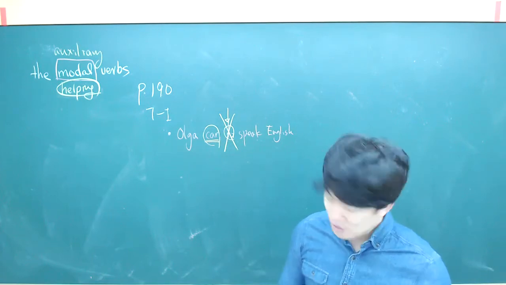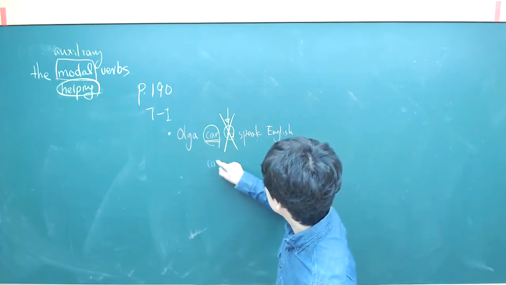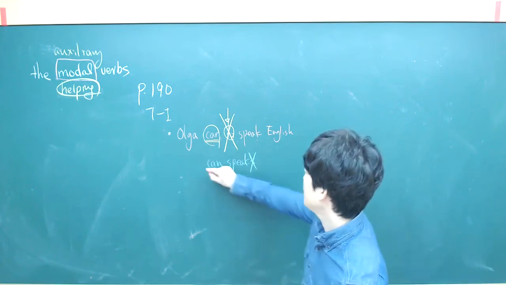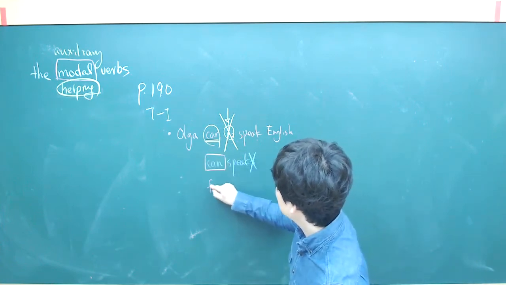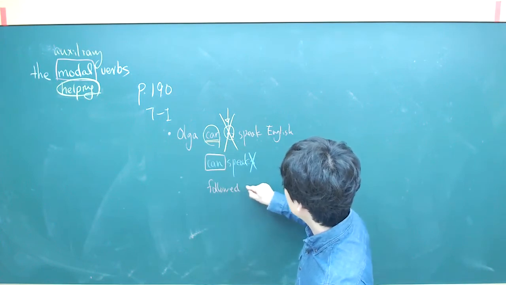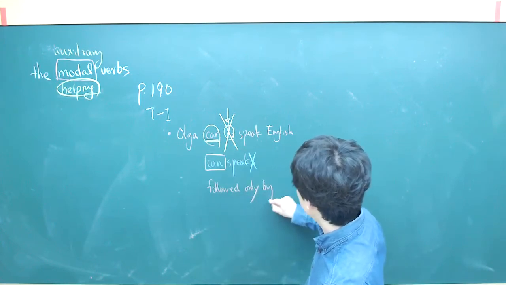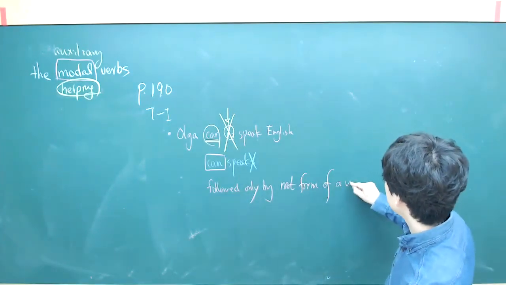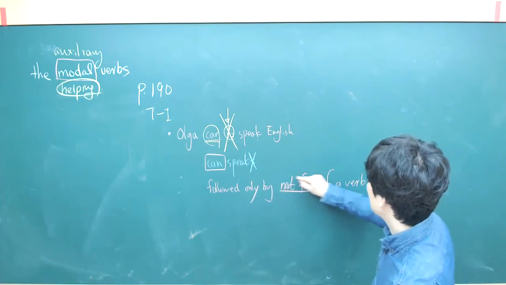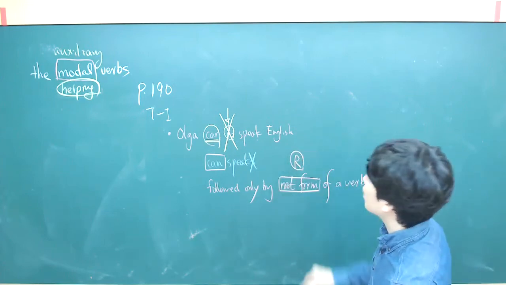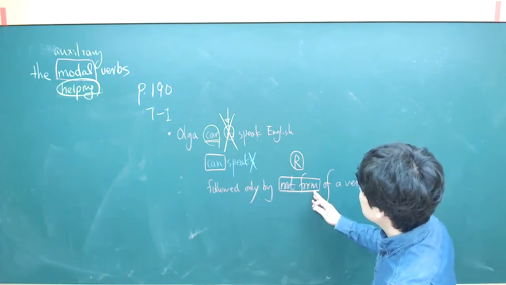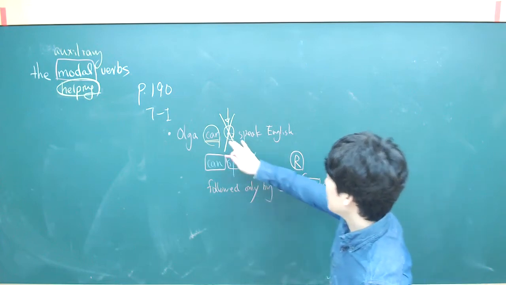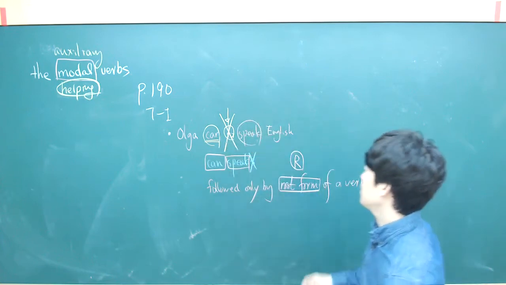You already know, Olga can speak, no s. A modal verb is followed only by the verb root form, in abbreviation R. Root form means speak, not speaks. Not to speak, but speak. That's the root form.